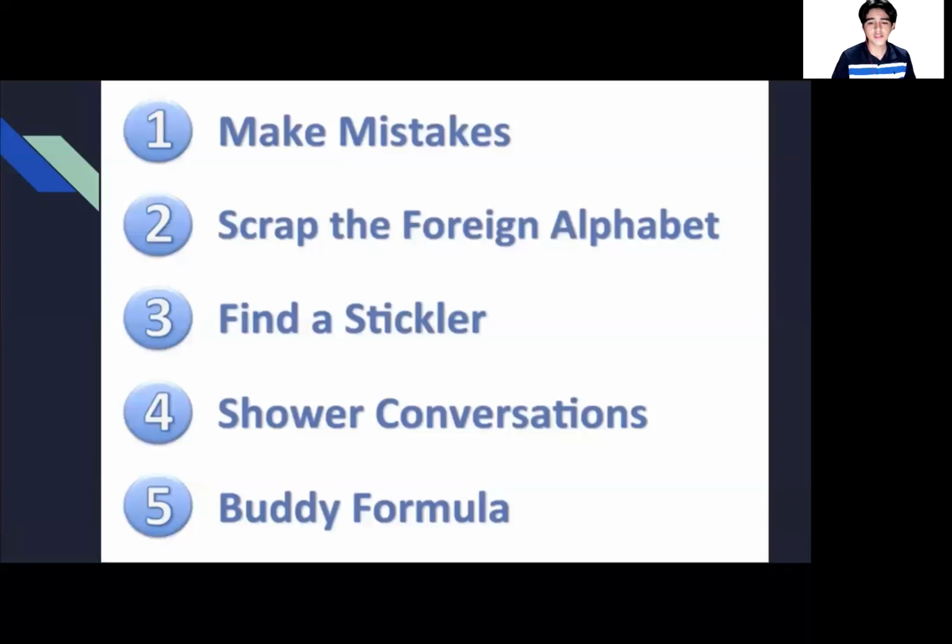The third one is to find a stickler, which is basically a tutor. That can be a teacher, a coworker, or a friend, someone that can correct you and will try to make you better. The fourth one is called the shower conversations, which is a technique where you have conversations with yourself in your head. That way you can visualize both ends of the spectrum when conversing with someone and can help to find gaps in your vocabulary. Fifth and last technique is to have someone with the same language goal as you. This will help you both to improve with one another.